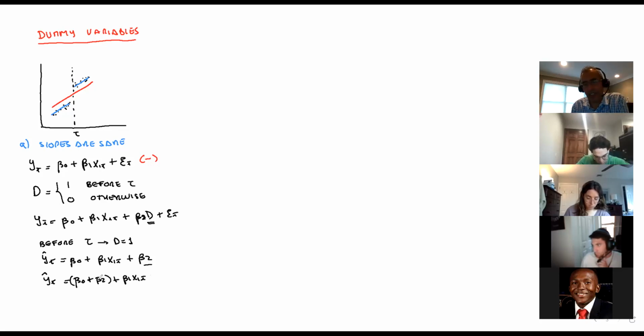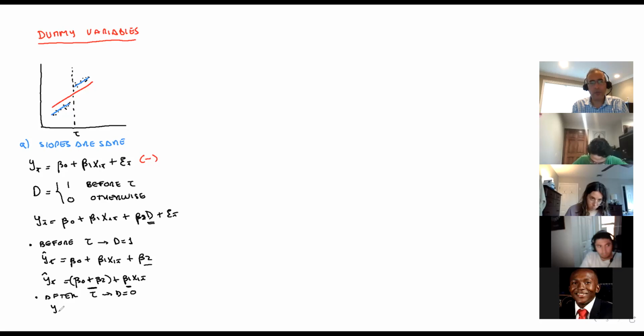As you can imagine, guys, what I'm doing is simply modifying the y-intercept. This can be high or low. It will keep the same slope. This is my slope, but what it will do is go up and down. So what happens after time tau? After tau, my d equals 0. Correct? If d is 0, this part here disappears, and what I get is y t hat equals beta 0 plus beta 1 x1t.